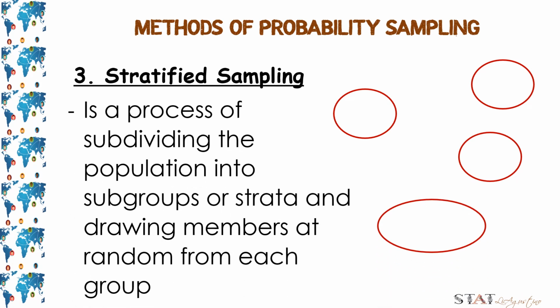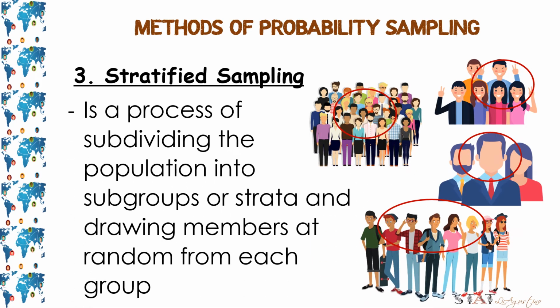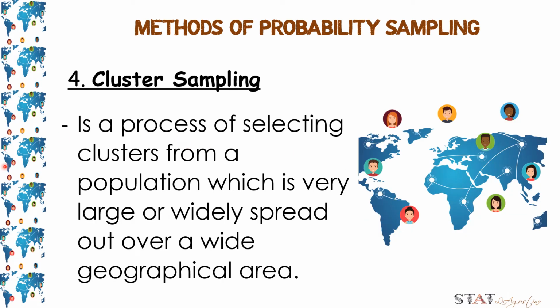Next is stratified sampling. From the word itself, strata, stratum, or grouping. For example, I will select first year, second year, third year, fourth year. I will group them by year level, and then I will get 10 from first year, 10 from second year, 10 from third year, and 10 from fourth year. So that is stratified sampling.